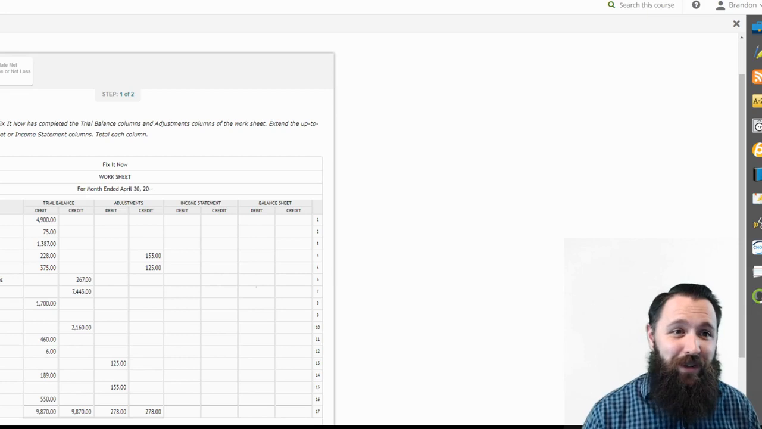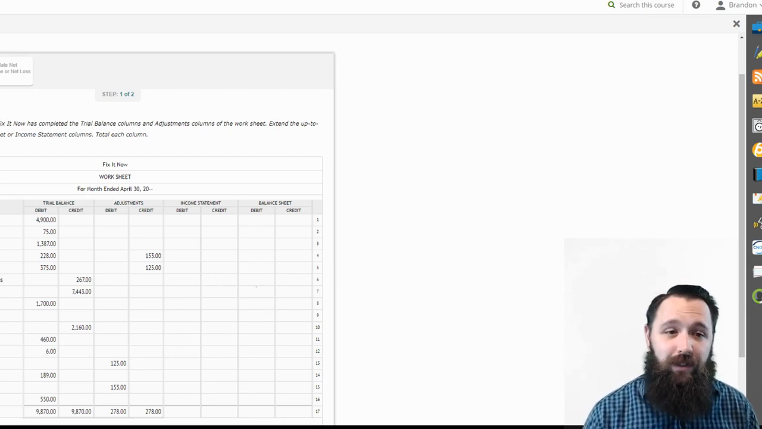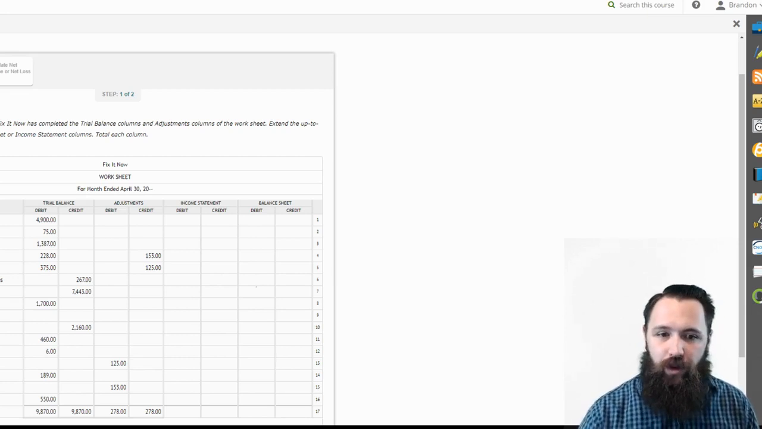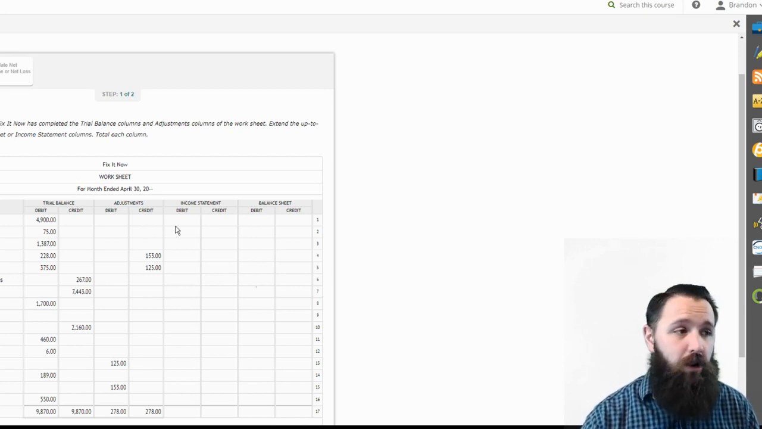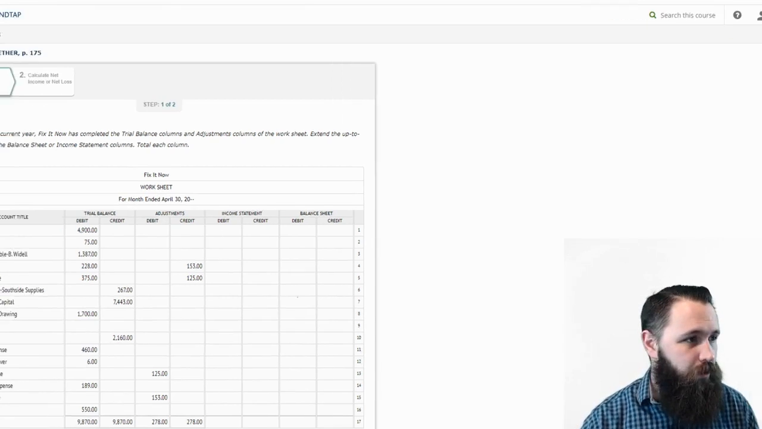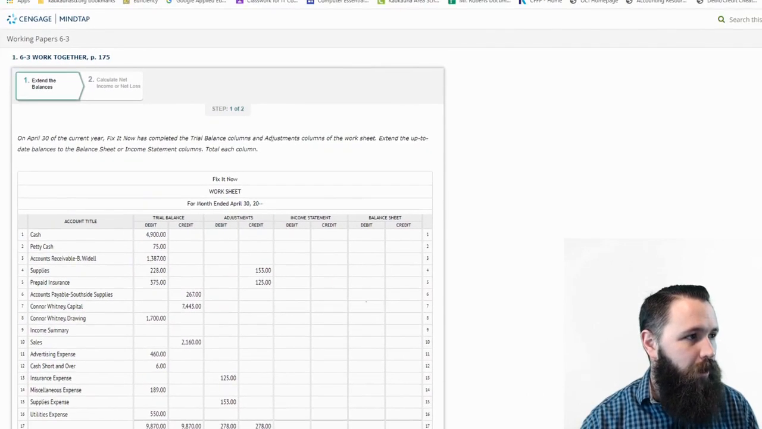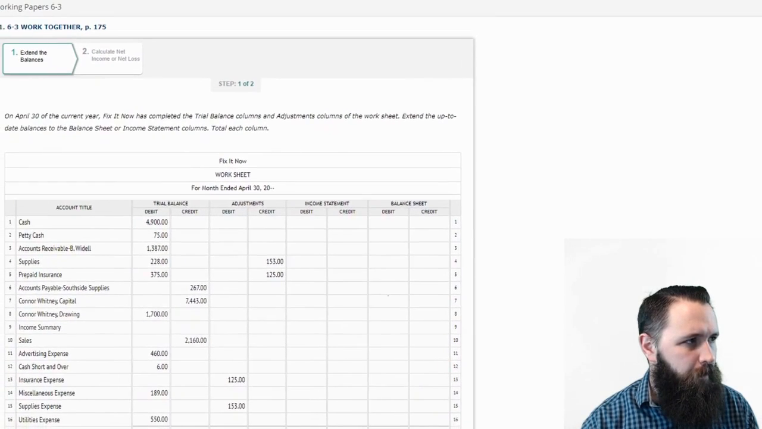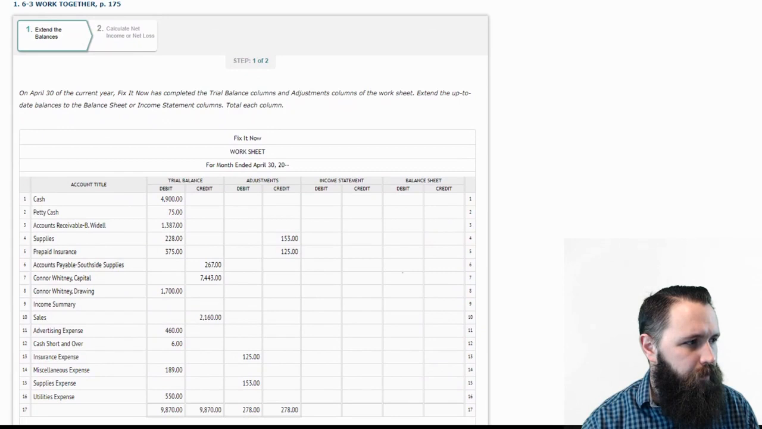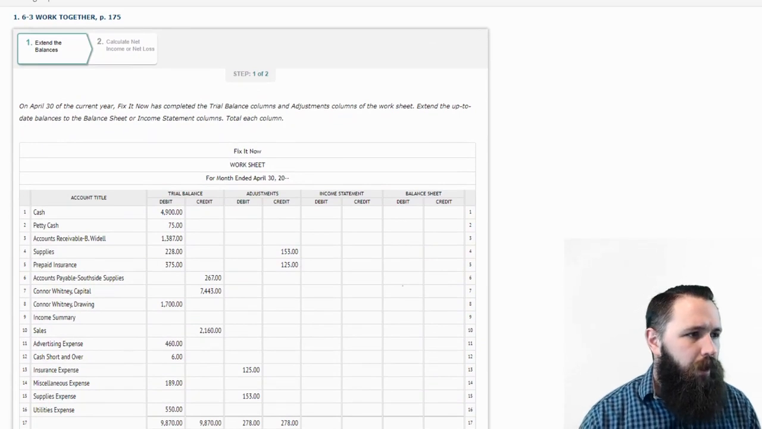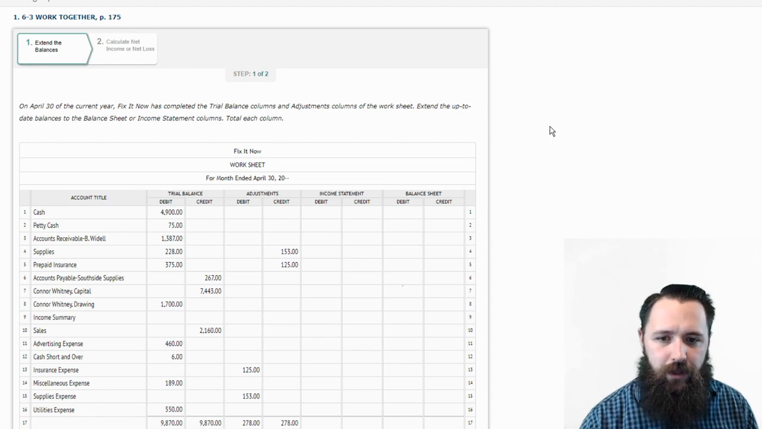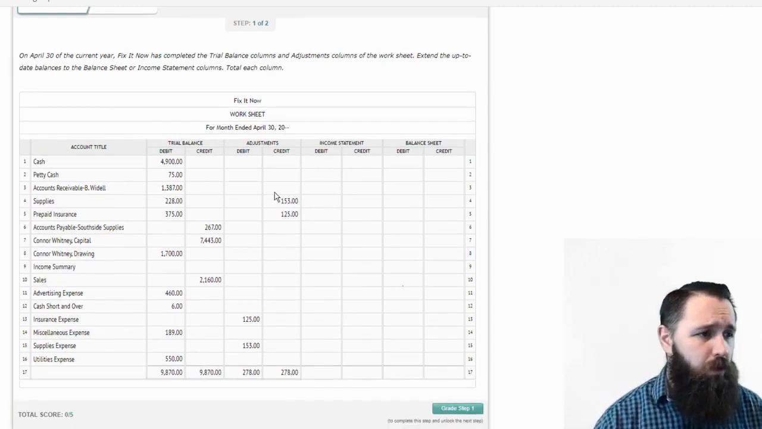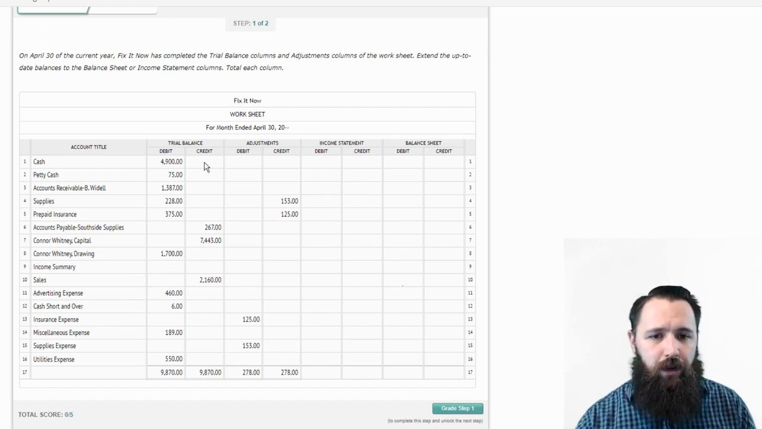All right, so jumping in here to the 6.3 work together. You can see we have our trial balance and our adjustments already calculated for us. Let me just make this a little bit bigger. There we go. And we're going to extend these accounts over to our income statement and balance sheet. So let's go ahead and jump into this and do it.